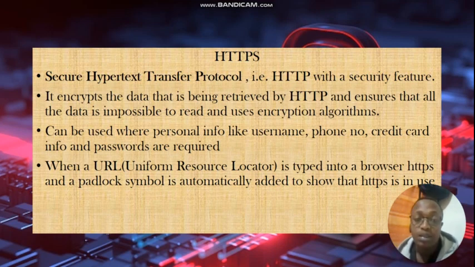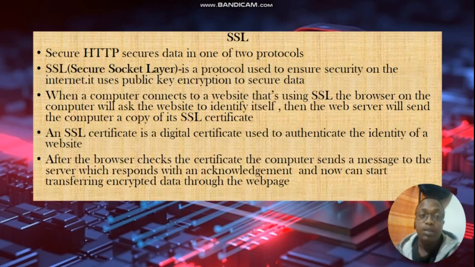is encrypted, then no one is able to clearly see what is being transferred via the public internet. Now, when a uniform resource locator is typed into a browser, HTTPS and a padlock symbol are automatically added to show that HTTPS is in use. So at the top of your browser, you can check when you're using websites to see whether they're using HTTP or HTTPS. Now, HTTP is secured in one of two ways.